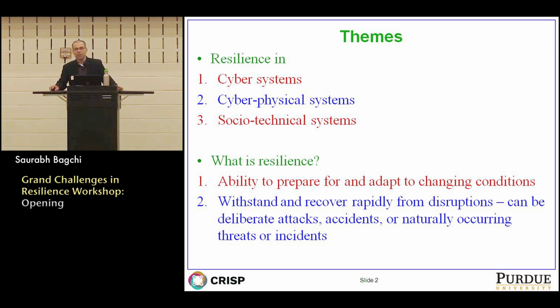It has two aspects to it. One aspect is the preventative aspect. So this is where you design your systems so that they will be able to prepare for changing conditions and be able to adapt to changing conditions. And the second aspect of the definition is the reactive aspect of it, whereby if bad things do happen, disruptions happen either because of deliberate malfeasance or because of natural errors, your system is able to bounce back quickly, is able to recover quickly from it.